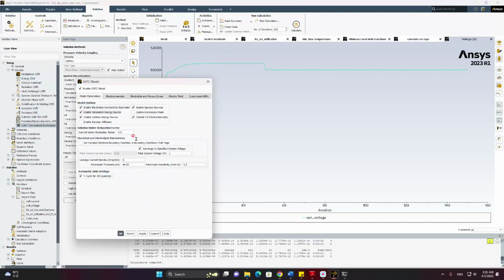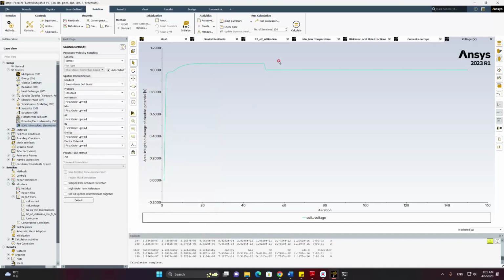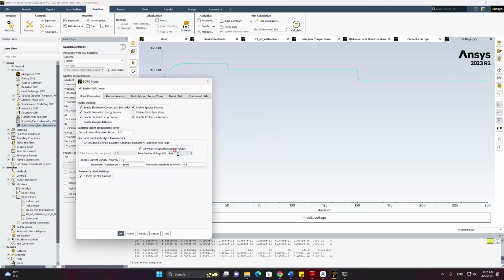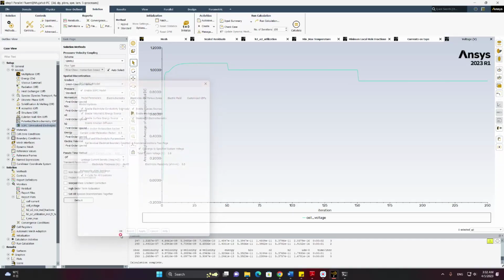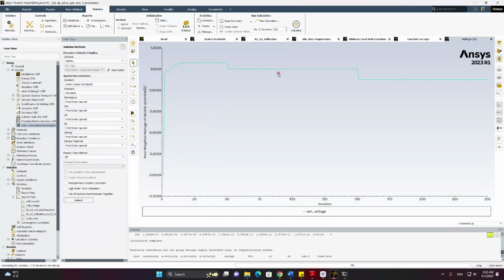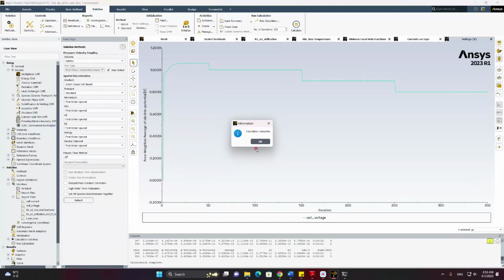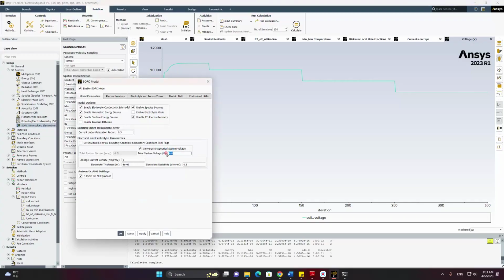So now 0.9 volt and calculate. Okay, now we continue, keep moving forward. 0.8, okay, and calculate. Now we will move towards 0.7 volt.